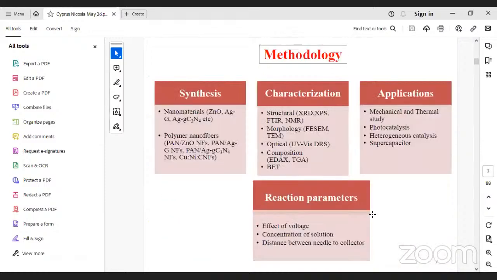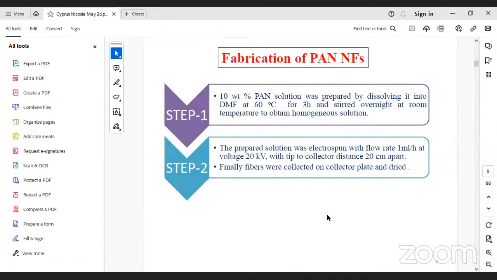These are the methodologies: synthesis, we are synthesizing the material, we are characterizing the materials, then we have the applications, then reaction, we think over the reaction parameters. First, we talk about the fabrication of PAN nanofibers. Step 1, a 10% PAN solution was prepared by dissolving it in dimethylformamide at 60 degrees centigrade for 3 hours and stirring overnight at room temperature to obtain a homogeneous solution.